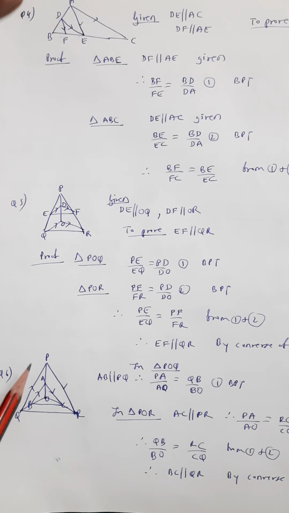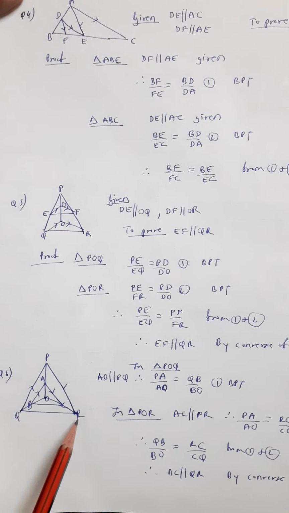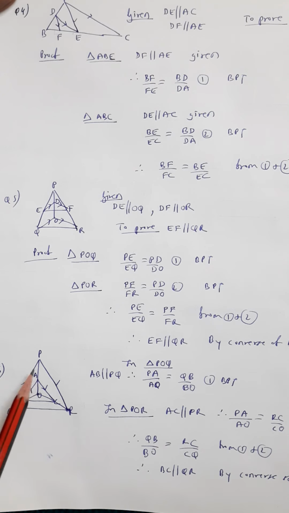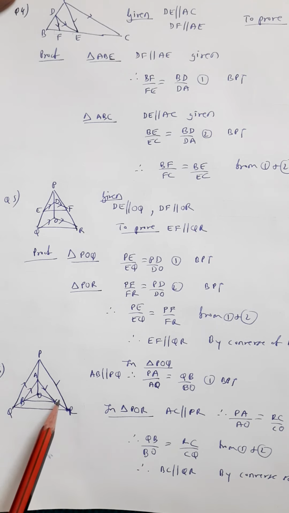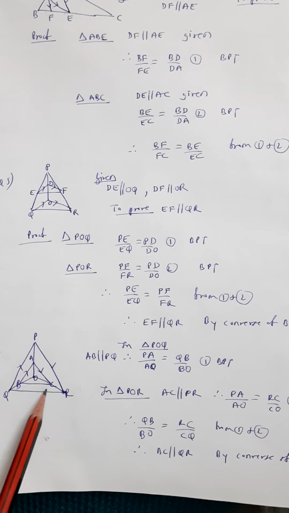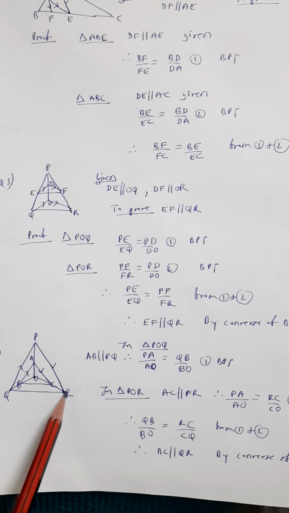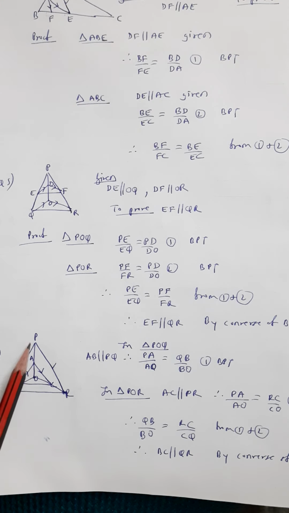Then the next question, question number 6, is almost similar to question 5. The figure is slightly different. Here AB is parallel to PQ, AC is parallel to PR. Again, we have to prove that BC is parallel to QR. So same procedure. First, in triangle POR, it is given that AC is parallel to PR. If AC is parallel to PR, then we will apply BPT. We can say PA by AO is equal to RC by CO.